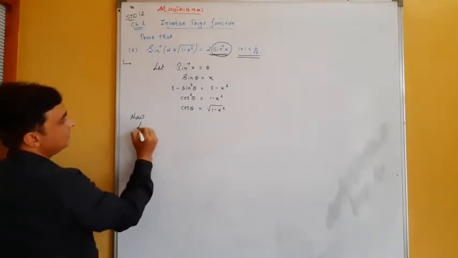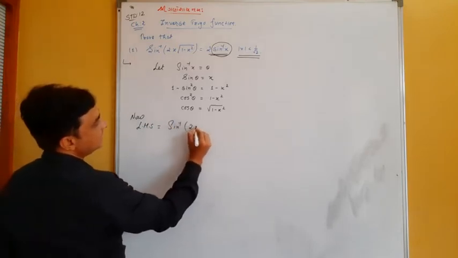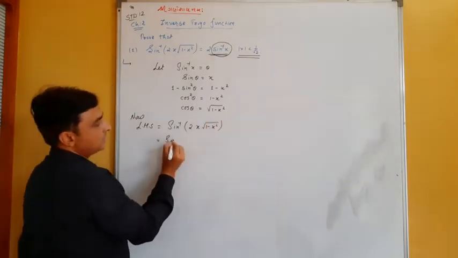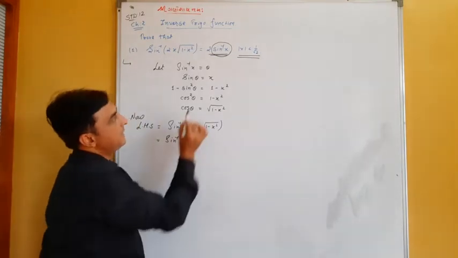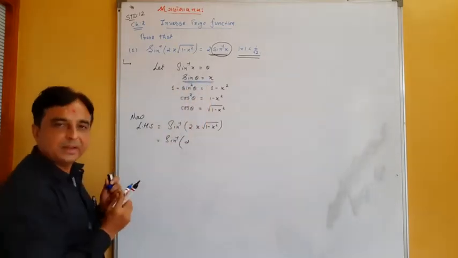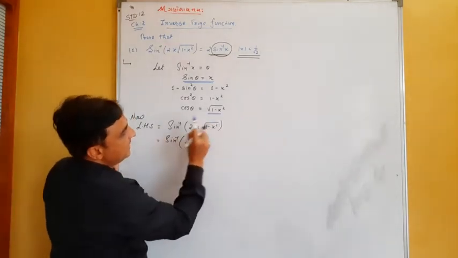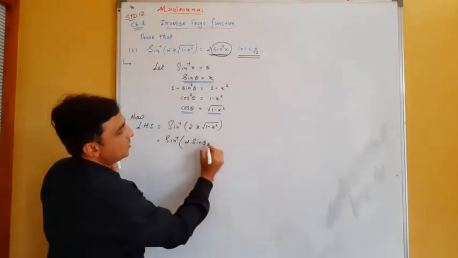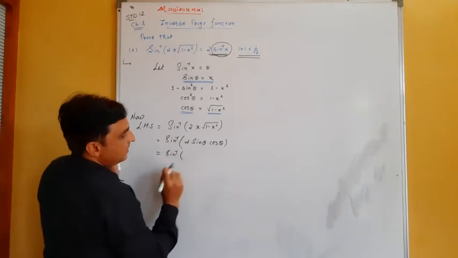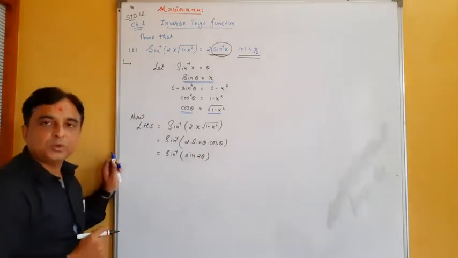Now what is the left hand side? Sine inverse of 2x root of 1 minus x square. What we have assumed is x equal to sine theta, and the value of root of 1 minus x square is cos theta. So now sine inverse of 2 sine theta cos theta is sine inverse of sine 2 theta.